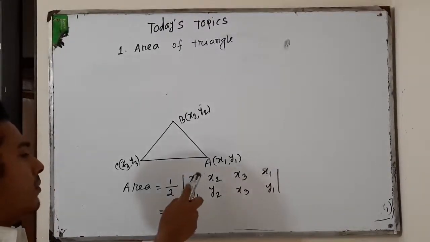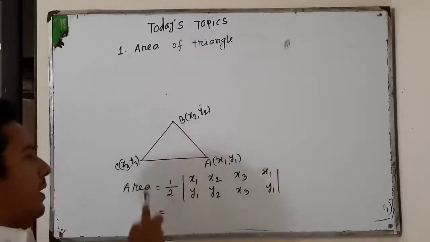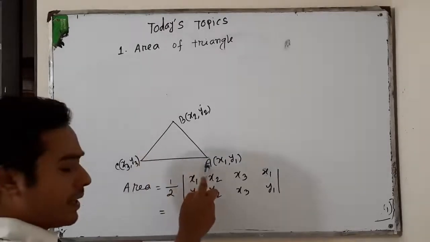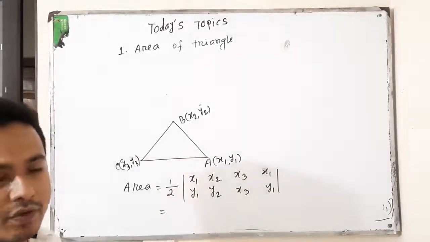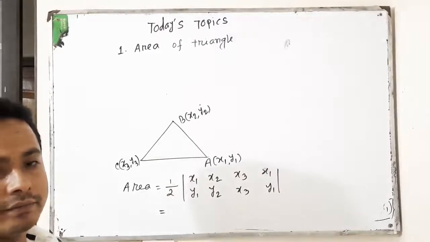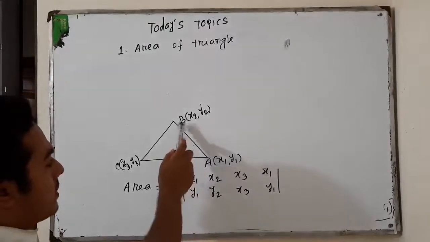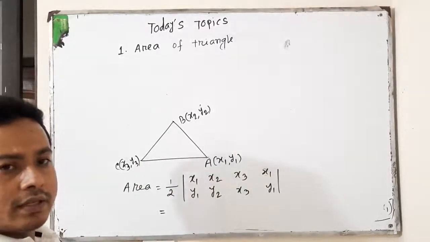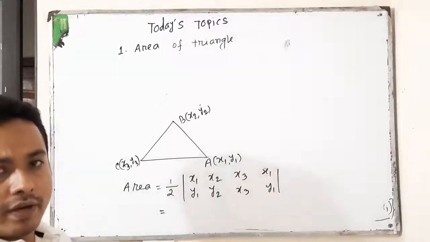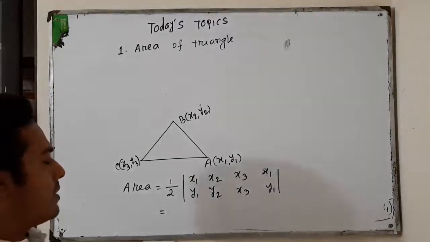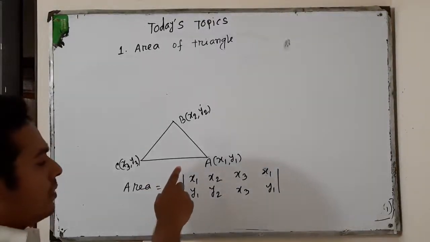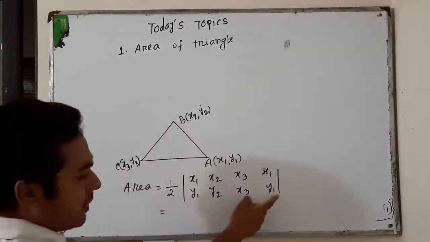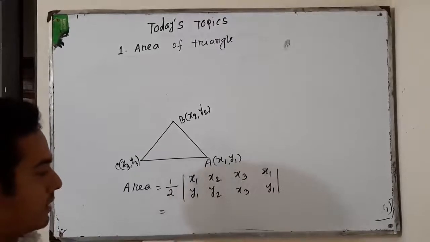We can start from any point. You can start from B, from C, or from A. But you have to understand that these points are called the vertices of a triangle, and they need to be arranged in anti-clockwise order. At first you have to draw the triangle, then take the points in this way, anti-clockwise.